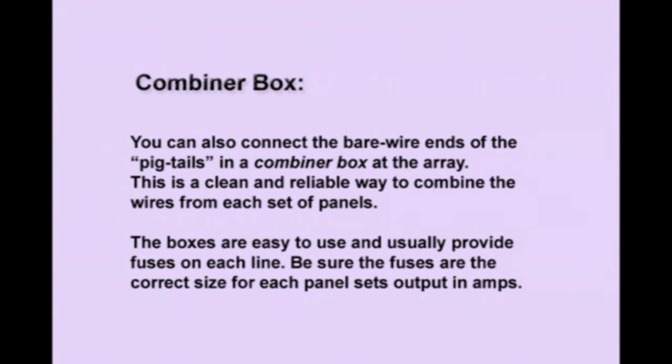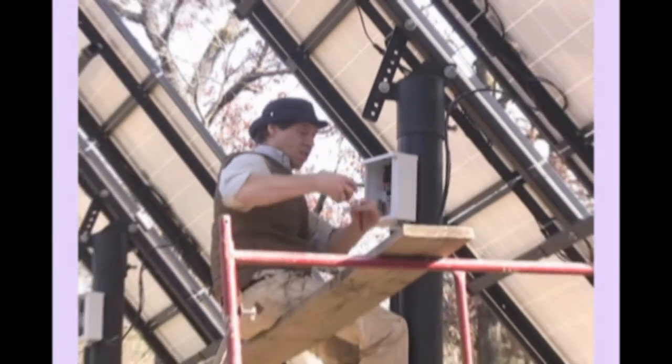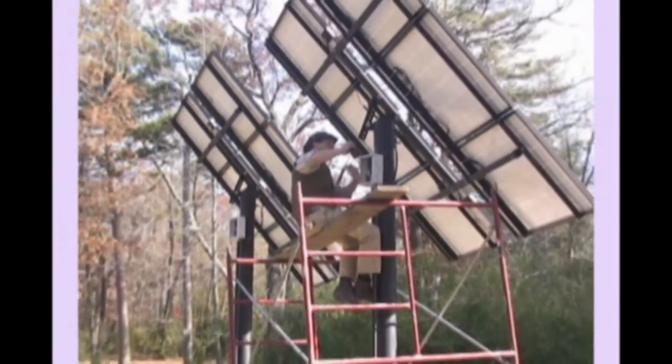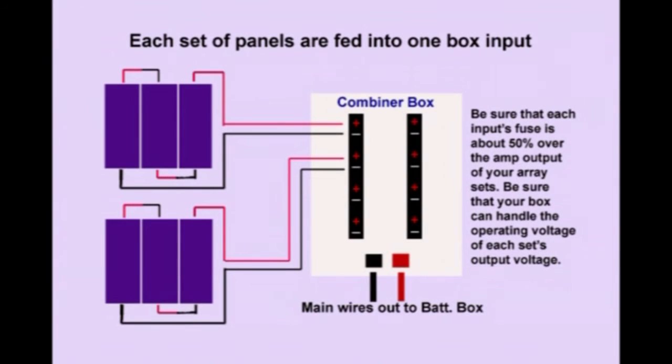Instead of soldering them, you can also connect the bare wire ends of the pigtails in a combiner box at the array. This is a clean and reliable way to combine the wires from each set of panels. Now, the boxes are easy to use and usually provide fuses on each incoming line. Be sure that the fuses are the correct size for each panel set's output in amps. The combiner box is used to combine the wires from your array sets.